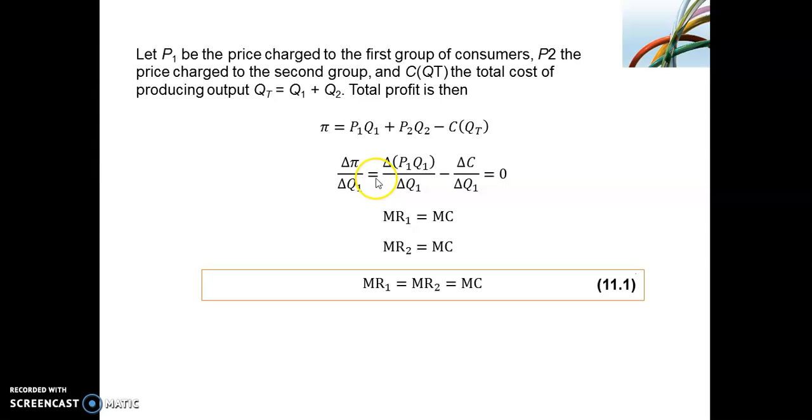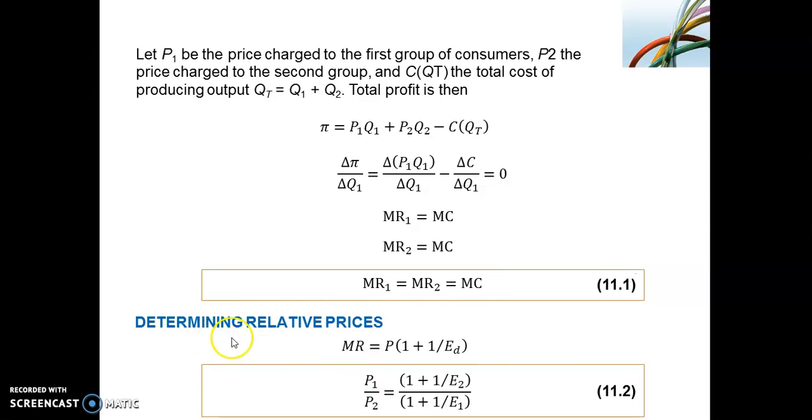So similarly, we can set the incremental profit of the last unit sold for group 2 also equal to 0, and what you'd get is the marginal revenue for group 2 is equal to the marginal cost. So hence, both of these are equal to marginal cost. So hence we can state that the marginal revenue for group 1 is equal to that of the marginal revenue for group 2, and it must equal the marginal cost. So we can put it all together. So the price and quantity must be such that this holds.